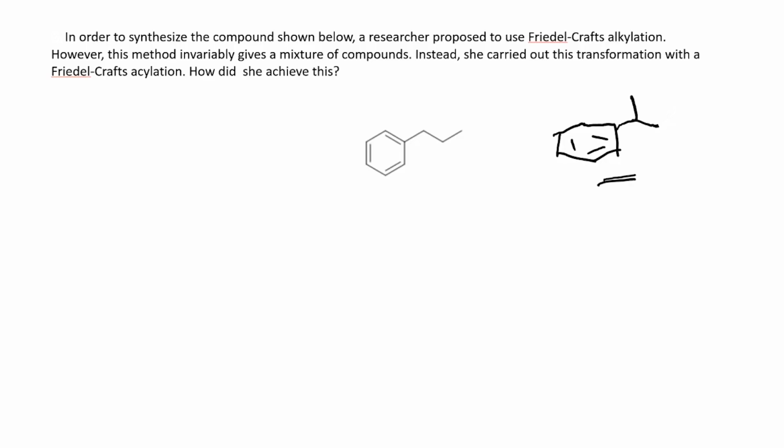Okay, so in order to avoid this, we want to use a Friedel-Crafts acylation. Now let's look at the steps that are going to be involved. So Friedel-Crafts acylation basically would mean that you break this carbon-carbon bond, and so you have two fragments here.